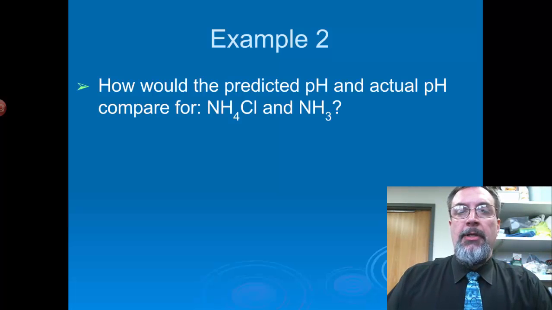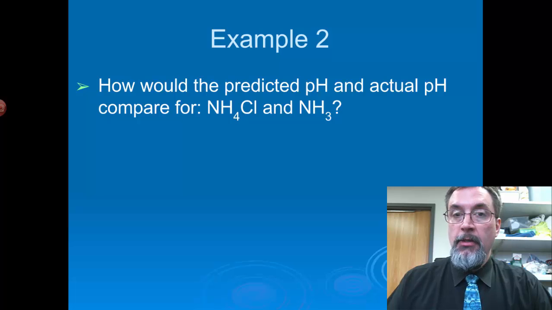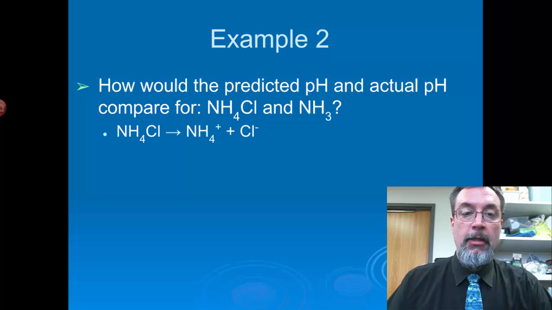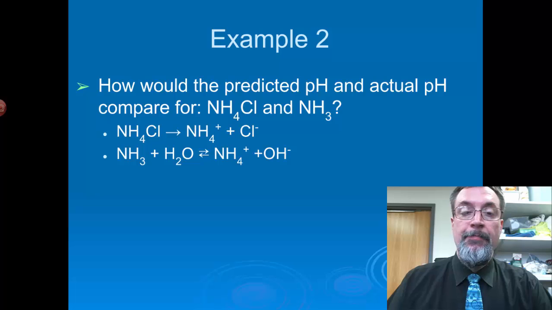What would happen to the pH if we use a mixture of NH4Cl, ammonium chloride, and ammonia? Now, ammonia is a weak base. Ammonium chloride is an ionic compound. So NH4Cl splits into NH4+ and Cl-. NH3 can accept a proton from water to become NH4+ and hydroxide. The common ion here is clearly the ammonium ion, so that's going to have an effect.